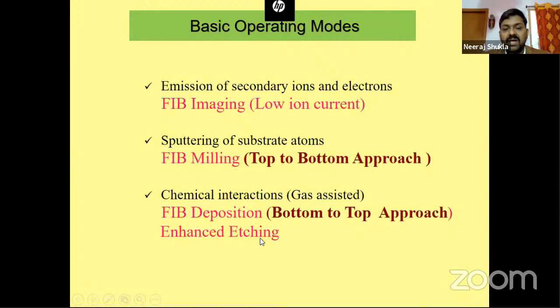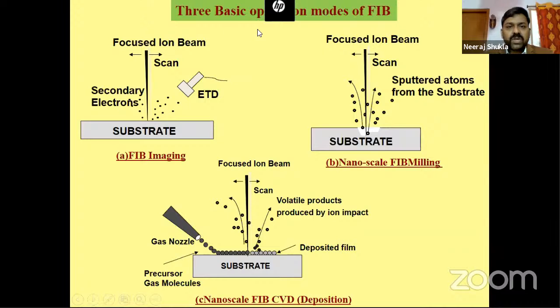And you can also do enhanced etching of certain materials which cannot be etched, like certain metals, which are not very easy to dislodge, where atoms are very tightly bound and you cannot easily dislodge them. So you use chemical means. We basically use xenon fluoride and iodine gases. You put a layer of those chemical etchants on the surface, and then if you bombard with the energy of the ion beam, you get enough chemical interactions, and that way those layers are etched out. Just to give you a glimpse of these three basic modes, here is a schematic.